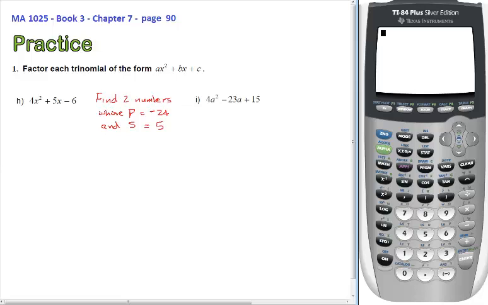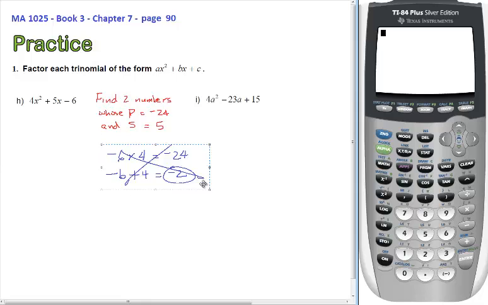So what two numbers multiply to give you negative 24? You might just try a couple. You might try negative 6 times 4. That is definitely negative 24. But when you add those same two numbers together, you get negative 2. No, we need positive 5. So it's not these two.